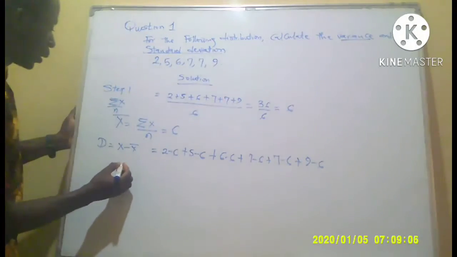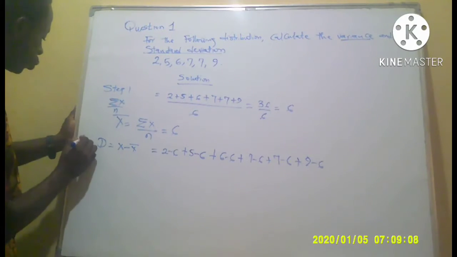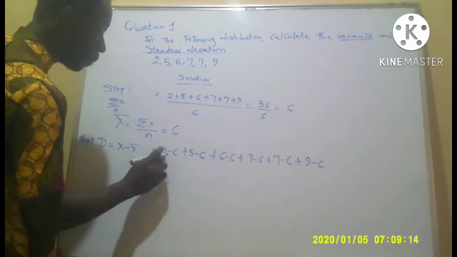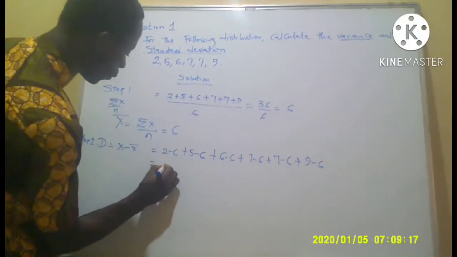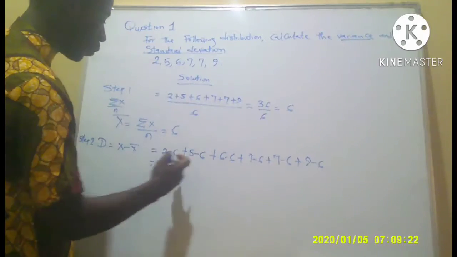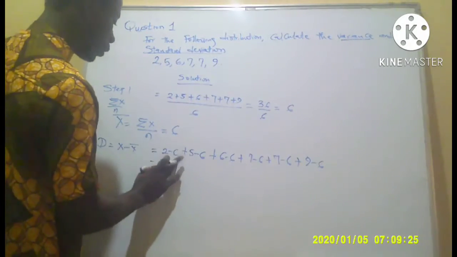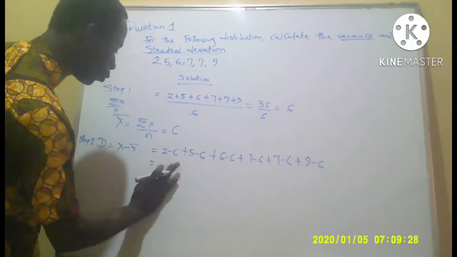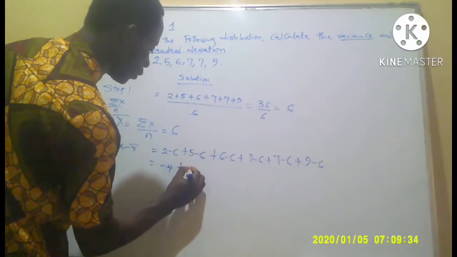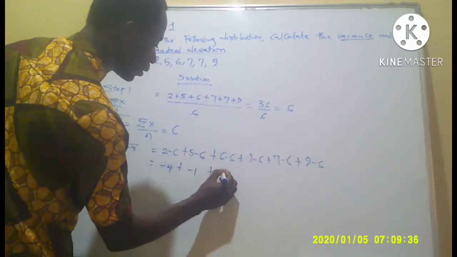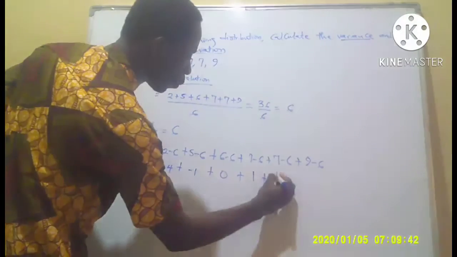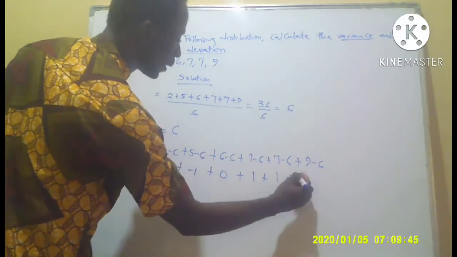Let's call this step 2. Step 2 is finding the deviation. So 2 minus 6, of course, will give us minus 4. Then plus 5 minus 6, minus 1. Plus 6 minus 6 is 0. Plus 7 minus 6 will give us 1. Plus 1. Plus 9 minus 6 will give us 3.